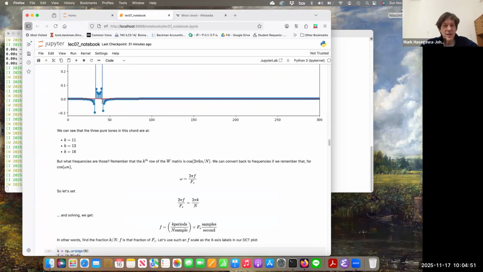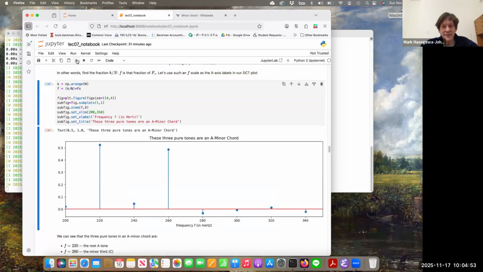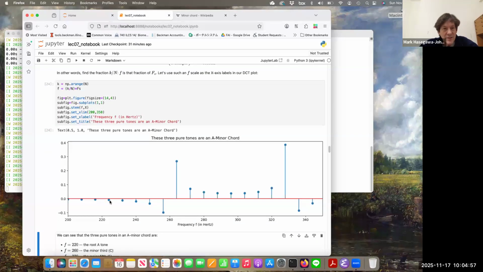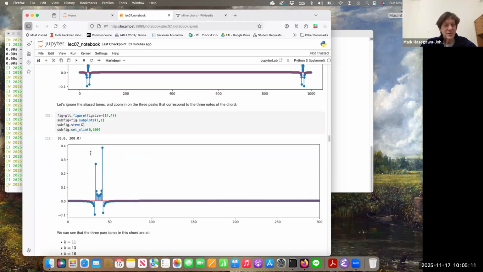Well, let's zoom in anyway and find out, see if we can find it. There it is. We have 200. Now it's not showing anything at 220, but it is showing at 260. That's weird. This spectral analysis is a little bit tricky, isn't it?